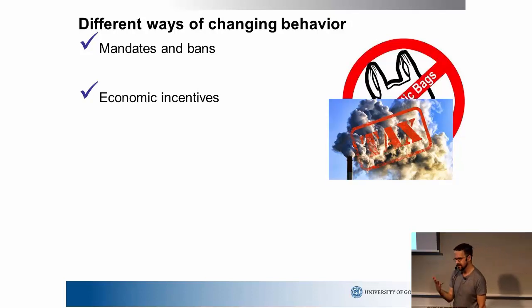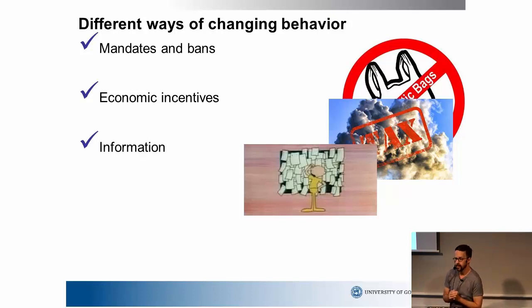Second was economic incentives. Okay? Change the prices of different actions. Impose a tax on certain types of behavior. The most obvious thing here, well, tax environmental pollution, right, to get the prices right. Okay?